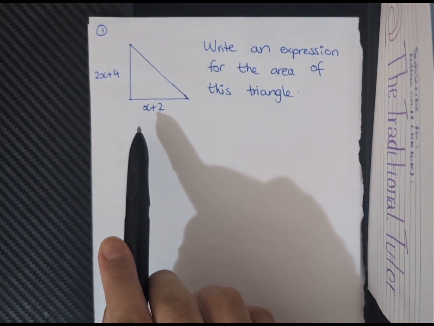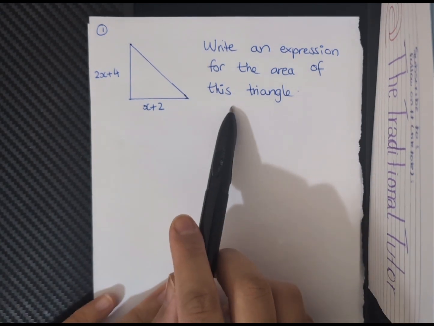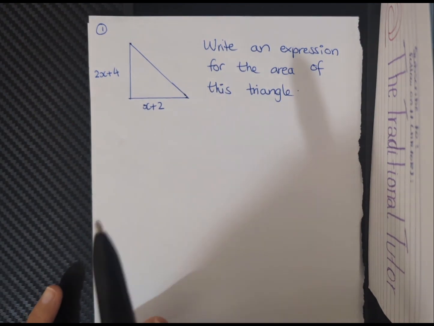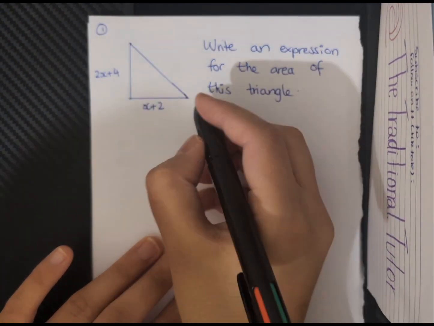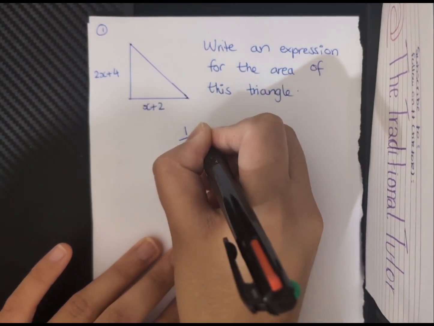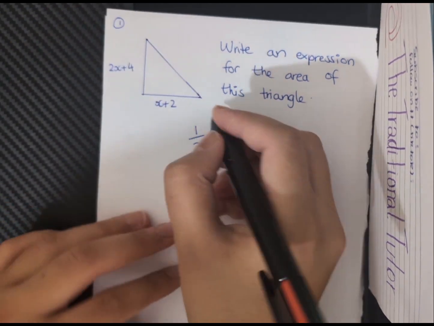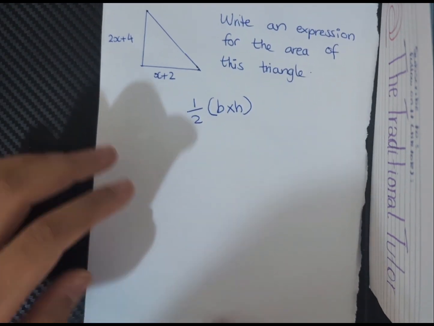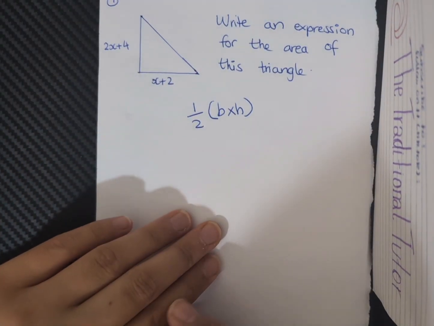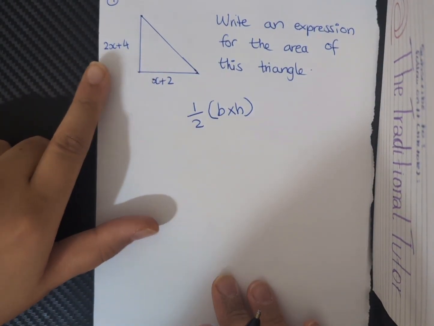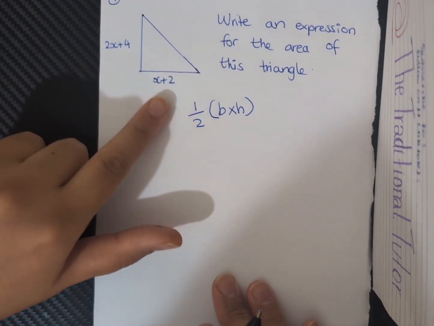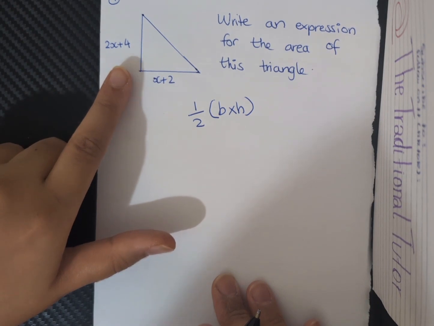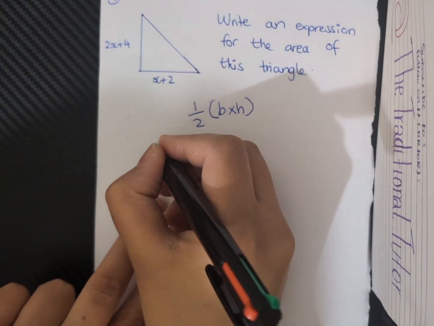So I need to first of all think, what is the area of the triangle? What's the formula for the area of a triangle? That we know has got to be half base times height. So I'm just going to write down base times height to remember the formula. Now I need to identify what is the base and what is the height. The base, remember, is the bottom bit, so that's your x plus 2, and your height is your 2x plus 4.